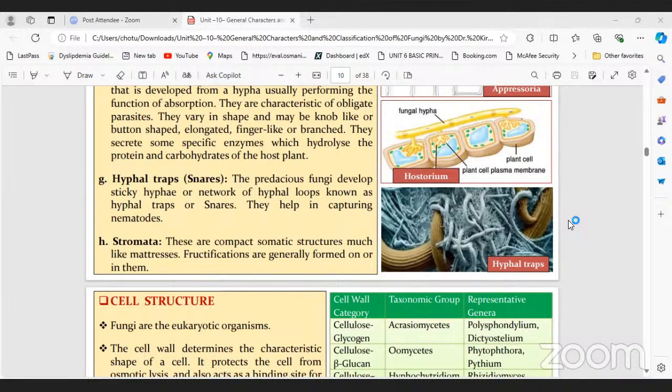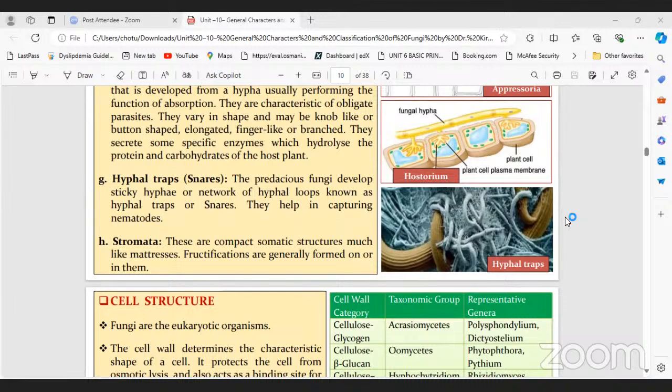Stroma. The last one is the stroma. These are compact somatic structures, much like matrices. The fructifications are generally formed in them. Okay, this is the last one. The types of mycelium, how they form in that one, that is important to explain. In general, you can observe that these things are also most important.